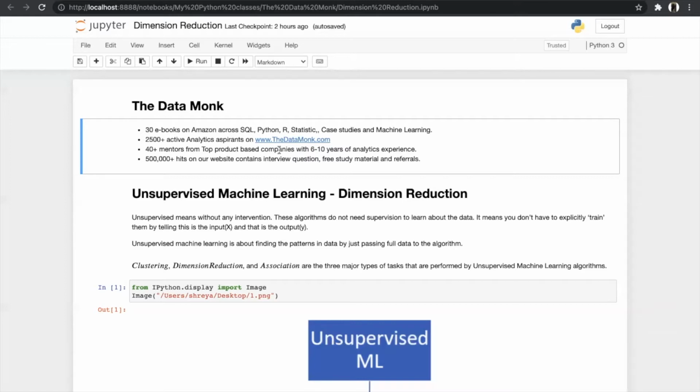There are three major types of unsupervised machine learning algorithms: clustering, dimension reduction, and association. We have already made a video on clustering, so today we will discuss dimension reduction.